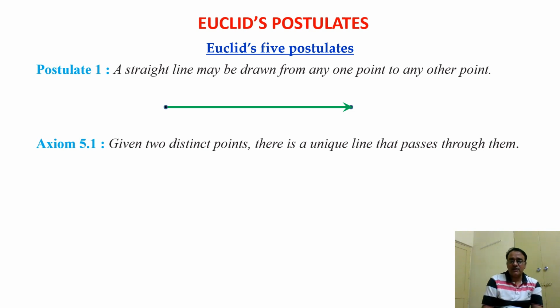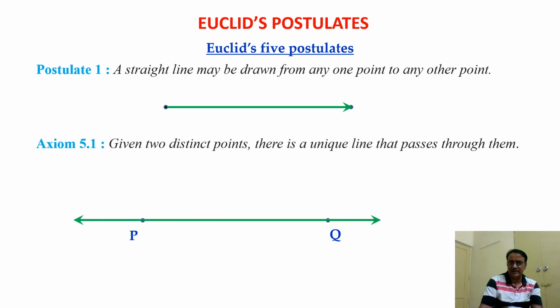Based on postulate 1, one axiom has been defined: given 2 distinct points, there is a unique line that passes through them. If 2 points are there, only one and only one line can pass through those 2 points. So let us see. This is one point and this is the other point. Let us see. I'm going to draw all possible lines. So this is the one line which passes through these 2 points.